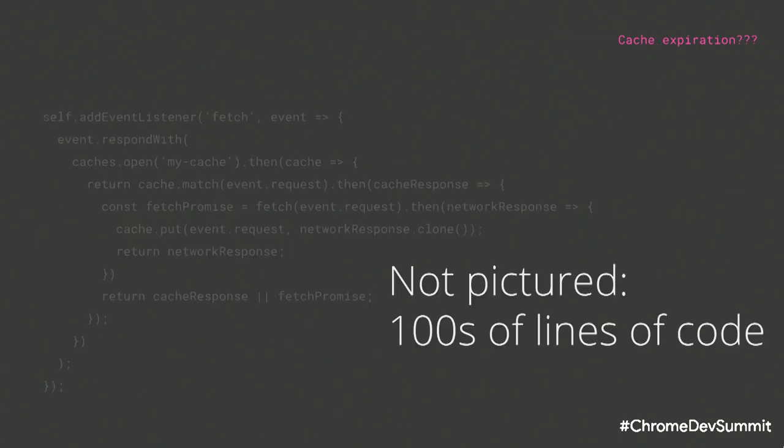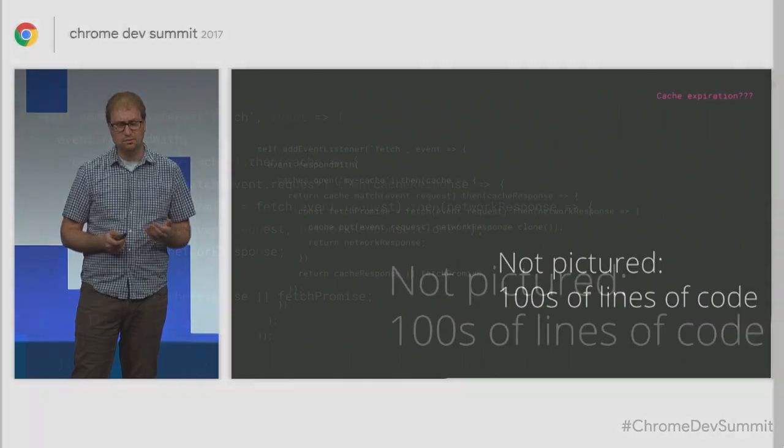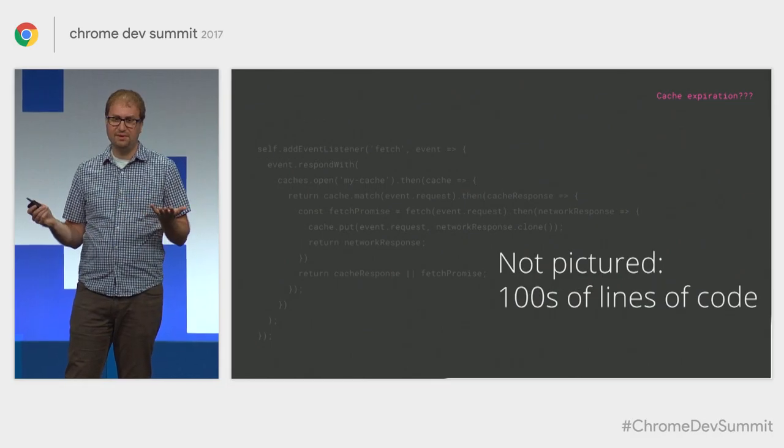Now it's possible to manually write all the code your service worker needs to implement cache expiration. But you'd end up turning your dozens of lines of code into hundreds of lines. And requiring everyone to re-implement core functionality just from scratch really doesn't make sense.